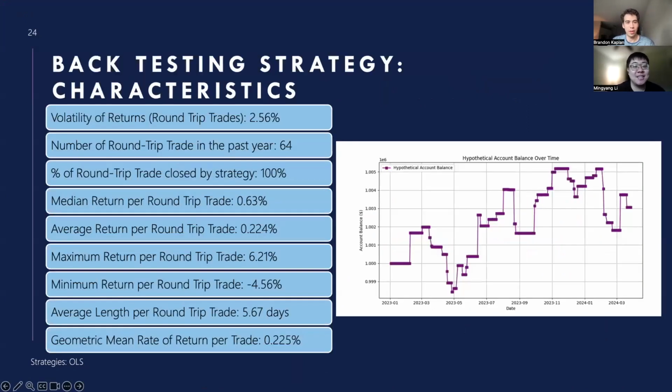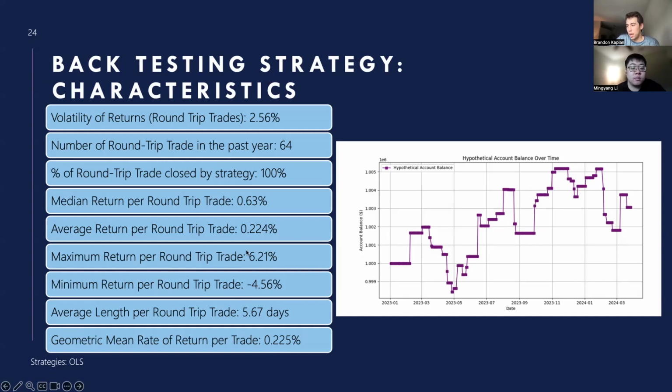Same thing here. We have the characteristics after backtesting the strategy. We took the same metrics for both so that we can have some sort of common ground, right? We can see that the OLS strategy was slightly less volatile than the price difference strategy in the absolute, but that it also had returns an order of magnitude smaller. As you can see, the average round trip trade return and geometric mean rate of return are both 0.2, whereas for the price difference, they were about 2%.